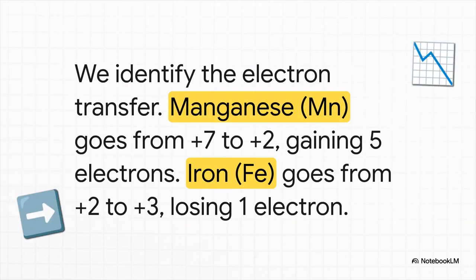Okay, step 1, we assign something called an oxidation number to each atom. It's kind of like a charge, and it helps us track electrons. So if we look at our equation, we see manganese goes from a +7 state down to +2. To do that, it had to gain 5 negative electrons. That process, that's called reduction. Meanwhile, iron goes from +2 up to +3. It lost an electron, and we call that oxidation.